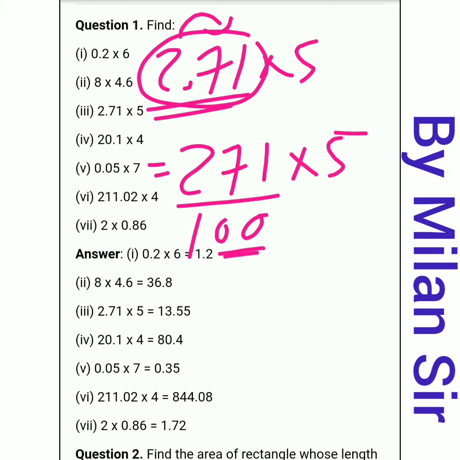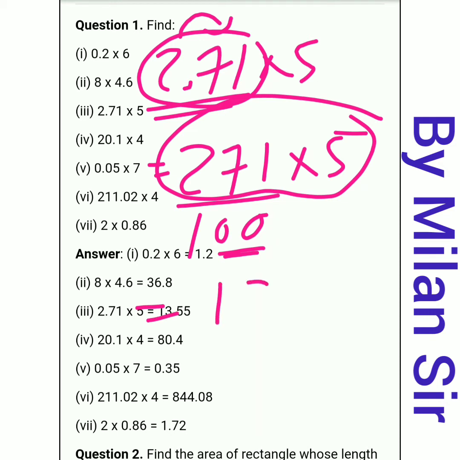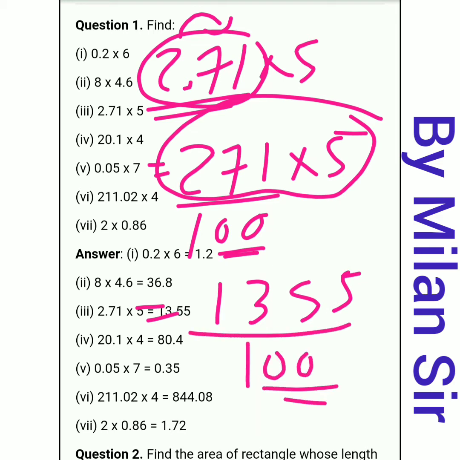Now multiply the numerator by 5. So 271 multiply 5 is 1355, divided by 100. Now in the denominator 2 zeros are there, so we need to put the decimal point before the last 2 digits in the numerator. So here we have 1355, so before the 2 digits we put the decimal point, and we get 13.55. Okay, now after that we just use our first method.